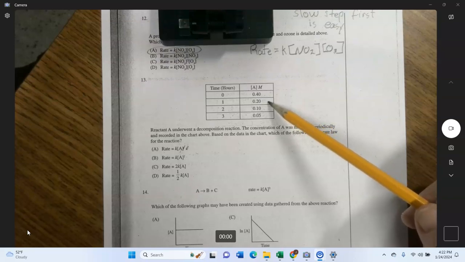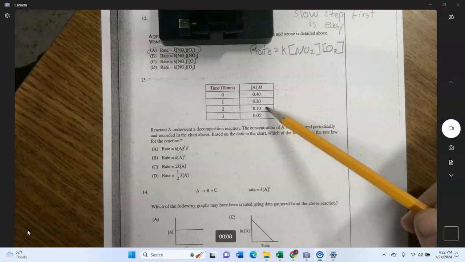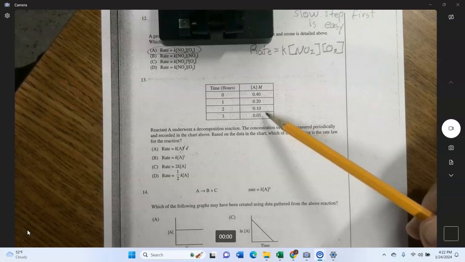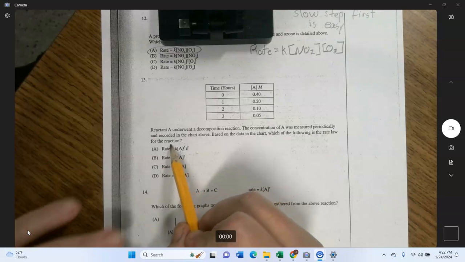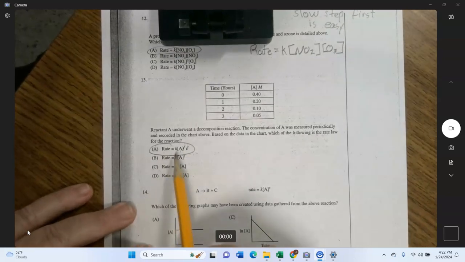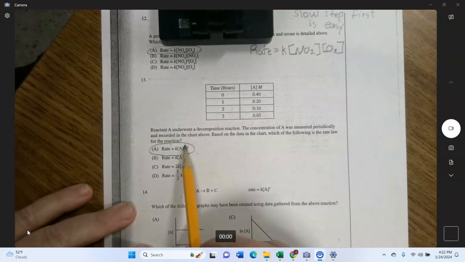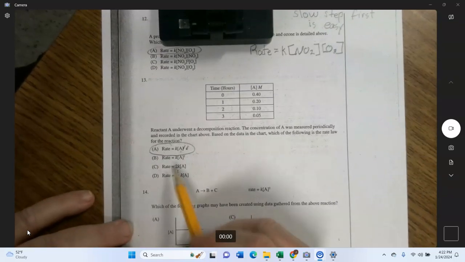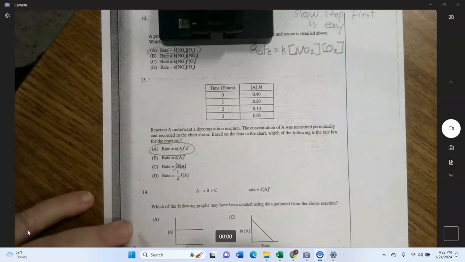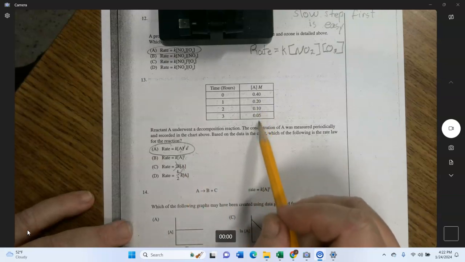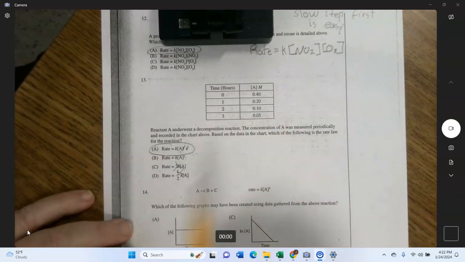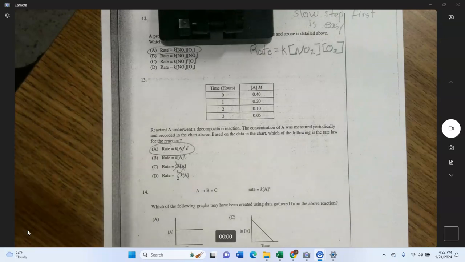0.4 to 0.2, it gets cut in half. 0.2 to 0.1, it gets cut in half. 0.1 to 0.05, it gets cut in half. So that means it's a first order reaction, and that means the answer is this one. It's a little smudged there, but rate equals k, concentration of A to the first power. That's first order. You never have coefficients in front of k like these two. And this would be second order. That would not have that pattern of equal time intervals giving you an additional half-life.